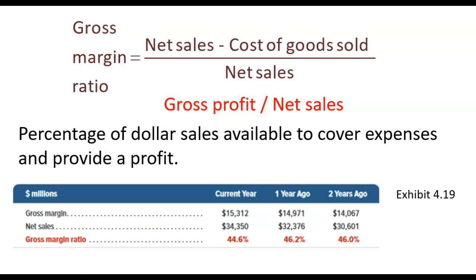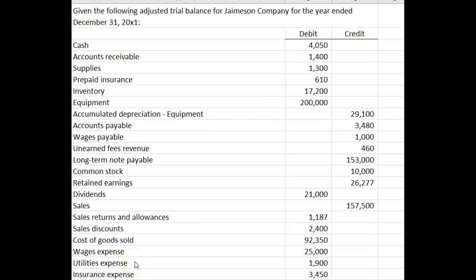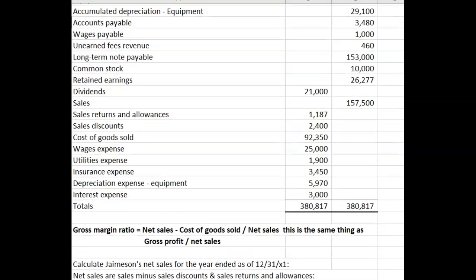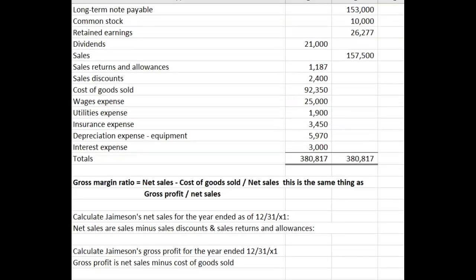Let's calculate the gross margin ratio for Jamison Company. We are given the same trial balance that we had when we calculated Jamison's acid test ratio, but we need to pull different numbers off of this trial balance. Remember that the gross margin ratio is net sales minus cost of goods sold divided by net sales, or gross profit divided by net sales.